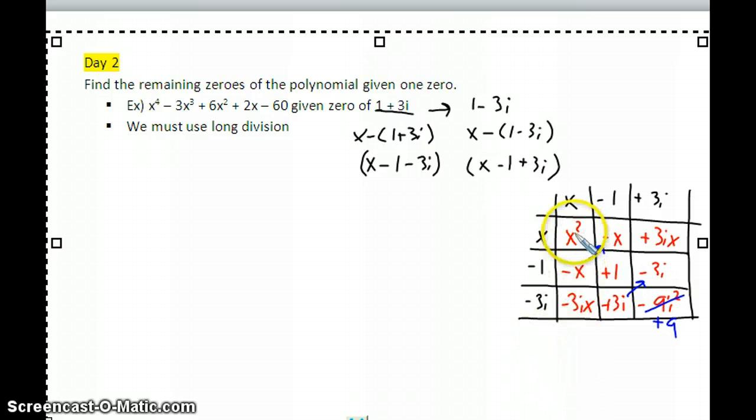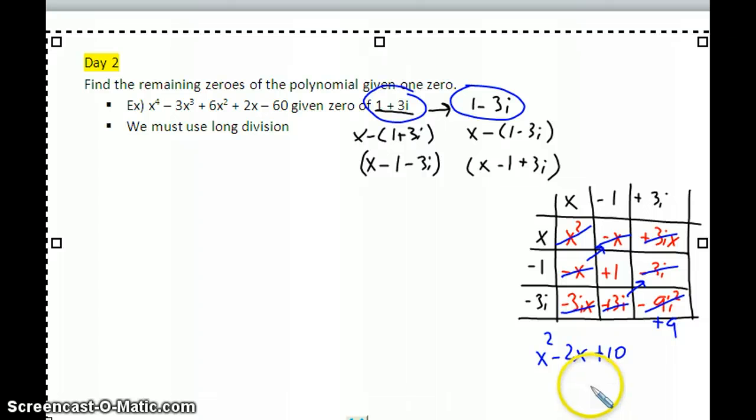So when I combine like terms, I'm going to get x squared. I'm going to cross it off so I don't try to use it again. Negative x minus x is negative 2x. These imaginary terms should cancel each other out, so that does, which is good, and these two do, which is good. And then finally you have 1 plus 9, which is 10. Again, you get a polynomial that has no more imaginary numbers when you multiply conjugates together, which is exactly what I did. Now this polynomial should divide evenly into here, and to do that we have to use long division.